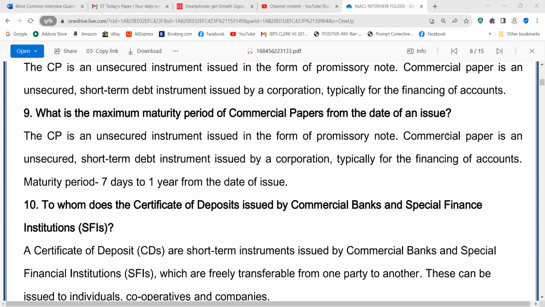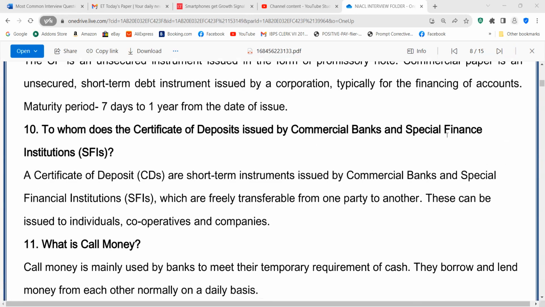Commercial paper is an unsecured short-term debt instrument issued by a corporation, typically for the financing of accounts. Maturity period 7 days to 1 year from the date of issue.